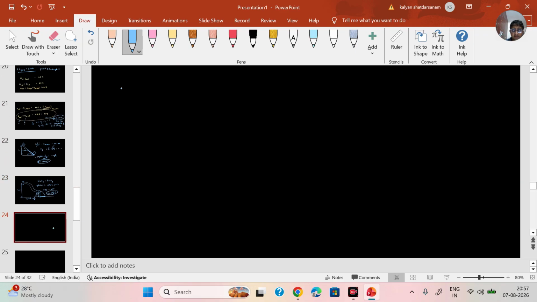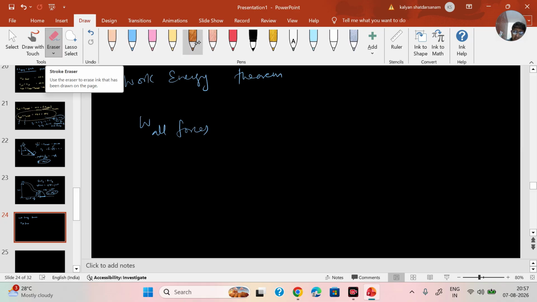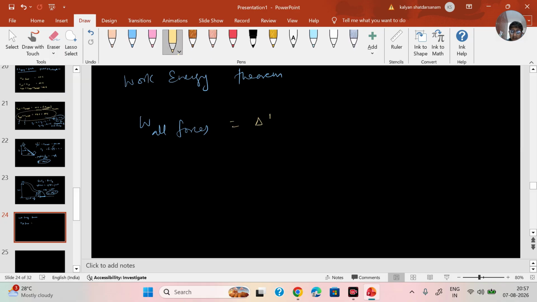So let me write both of these. One is the work energy theorem. You can use that to solve problems. It's very simple. Work done by all forces, no exception, internal, external, conservative, non-conservative, nothing, all is change in kinetic energy. This is the work energy theorem.